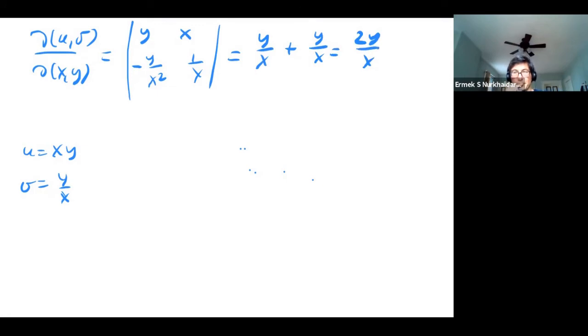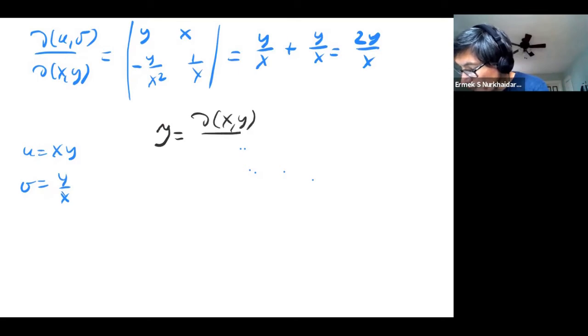So what we concluded is the following. Now with the Jacobian, if we calculated the Jacobian from u to x, and if we want to calculate the Jacobian from x, y to u, v, then we have to take a reciprocal of what we just got. So we're going to get x over 2y.